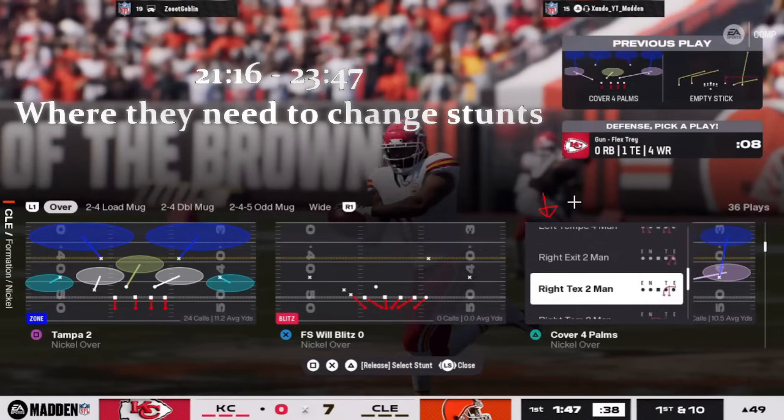All right, because it's hard to develop a strategy with a weak side blitz and you have a stunt that you want to go along with it, but you have to wait till you get on the field to see where the passing strength is, because you don't want to do right exit 2-man on the wrong side and then they align the strength on the opposite side. I'm hoping that's making sense there.